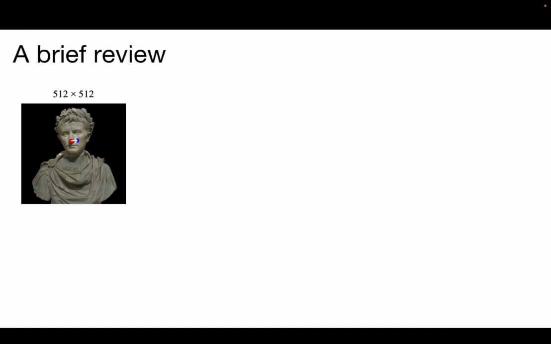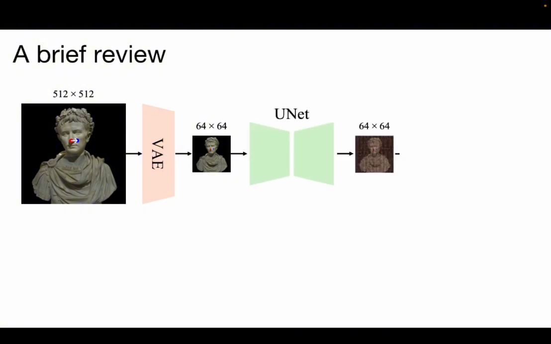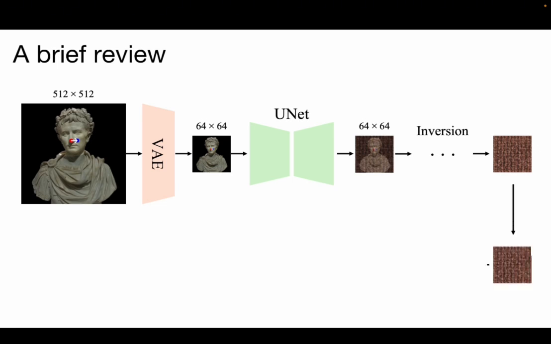Now let's briefly review existing drag editing methods. The majority of previous approaches are built upon stable diffusion, so let me walk you through their typical pipeline. First, the input image is encoded into latent space through VAE's encoder, where the image undergoes 8 times spatial compression. Next comes the inversion process. This is where we reverse the diffusion process to find the initial noise that would generate our input image. Starting from this noise, the methods then perform denoising to reconstruct the image.